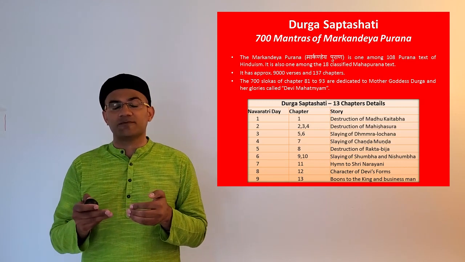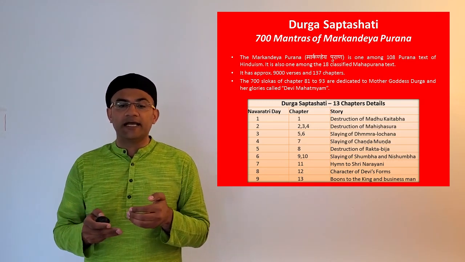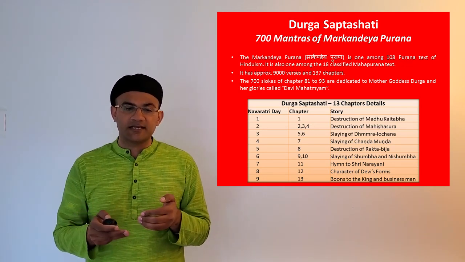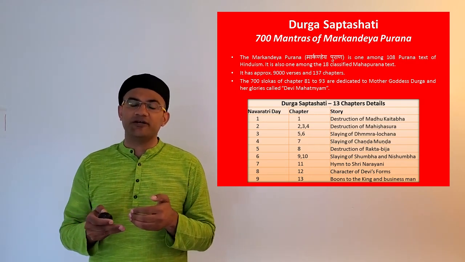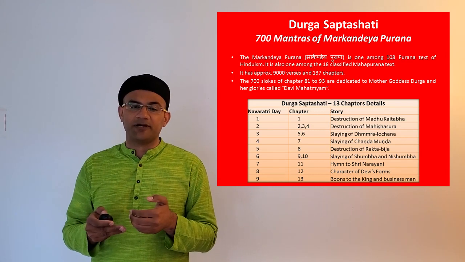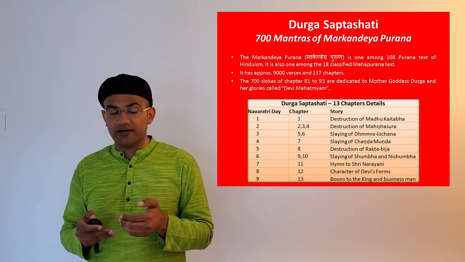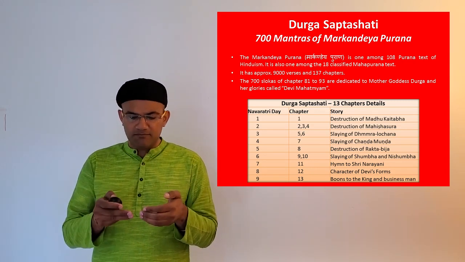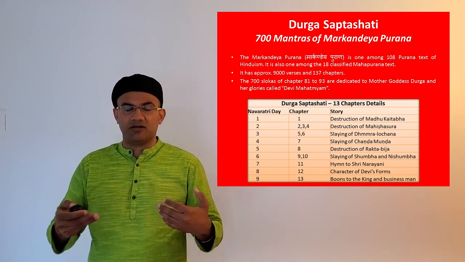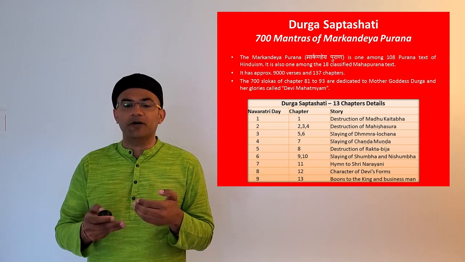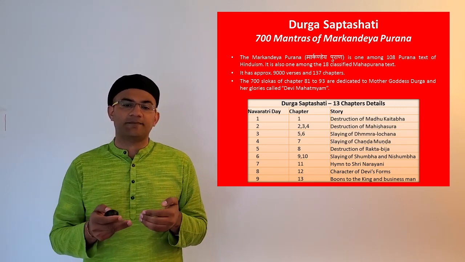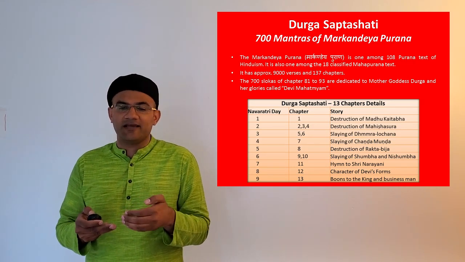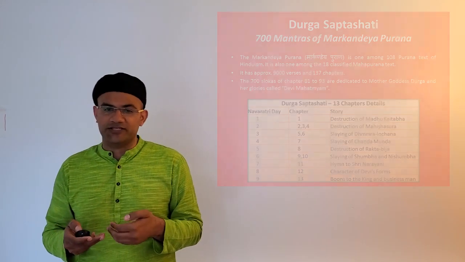On the second day, the destruction of Mahisasura, a buffalo demon, and then the slaying of Dhumralochan, in chapters 5 and 6, and then chapter 7, the slaying of Chanda and Munda, another 2 demons, and chapter 8 is about the destruction of Rakta Bija, another demon, and 9 and 10, the slaying of Sumbha and Nisumbha, other demons. From chapter 11, the hymns of Narayani, the goddess who defeated all these, are hymns for the praise of Narayani, and in chapter 12, the characteristics of Devi's forms are described, and in chapter 13, the story of a king and a businessman, who are blessed in this particular chapter.